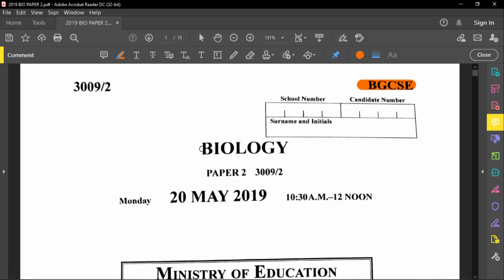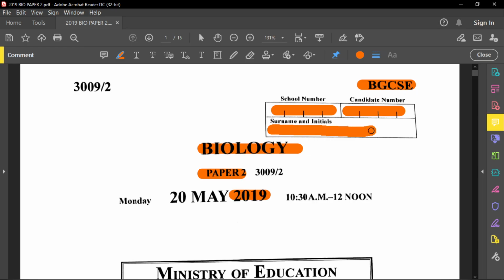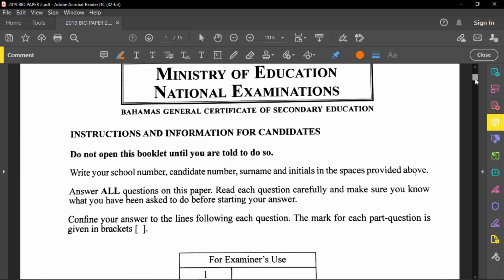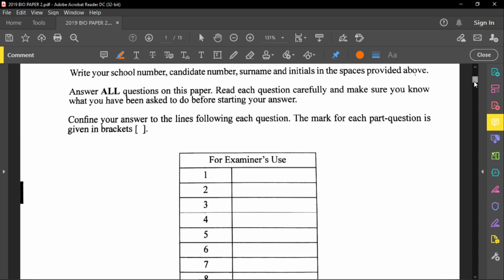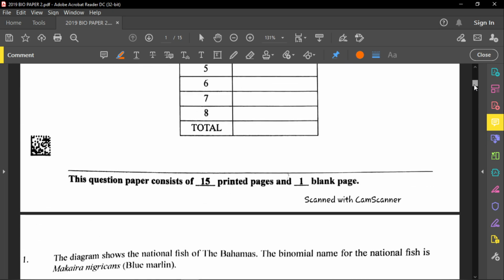Today we're reviewing another biology paper, a paper 2, and this is from the year 2019. Now always remember to write your school number, your candidate number, your surname, and your initials. Also, very importantly, you need to read through the instructions carefully, and you should not open the booklet until you are told to do so by the examiner.